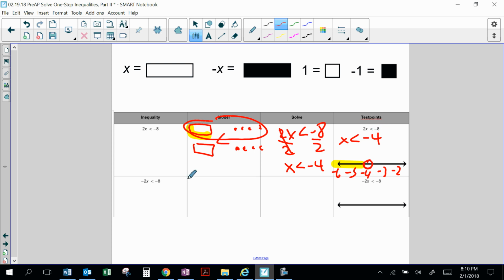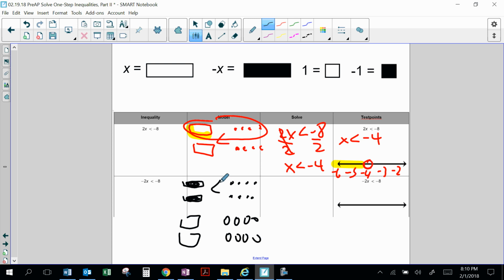Next one. Let's draw this one. So I draw negative 2x less than negative 8. Am I solving for x? If I'm solving for x, I need to flip them around, reverse them around. So I just turn them all on the other side. Then don't forget to flip this around that way. So each x is greater than 4.